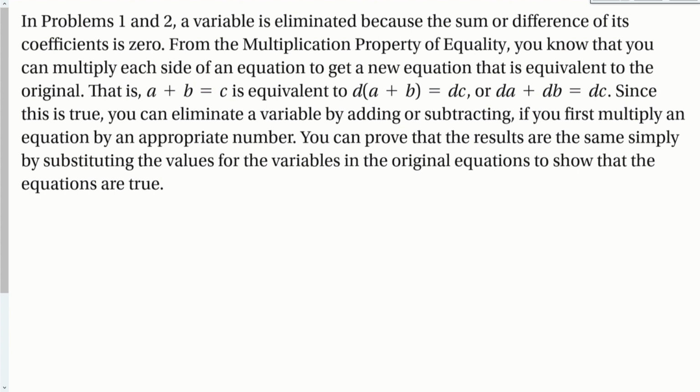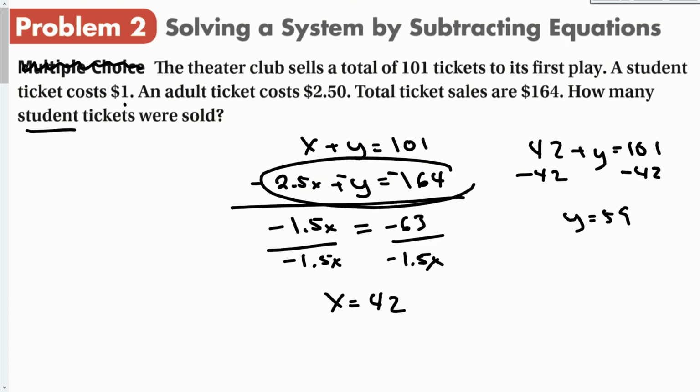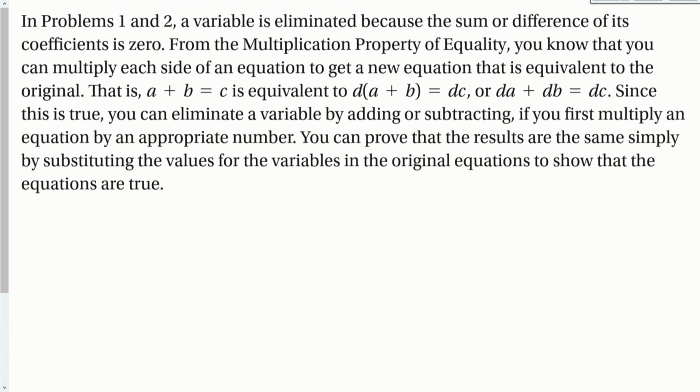So in problems 1 or 2, the variable is eliminated because the sum or difference of the coefficients is 0. From the multiplication property of equality, you know that you can multiply each side of an equation to get a new equation that is equivalent, which is kind of what we did right here when we multiplied everything by negative 1. So you can multiply each side of an equation to get a new equation that is equivalent to the original. That is, a plus b is equal to c is equivalent to d times a plus b is equal to d times c. I can multiply this number d by the left side and the right side.